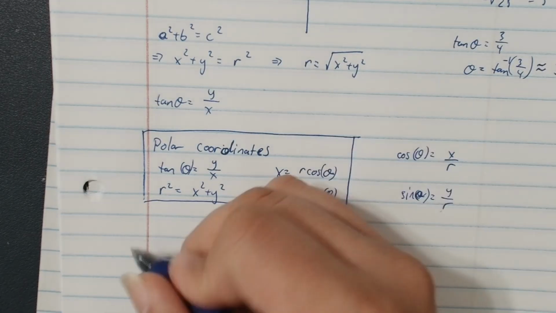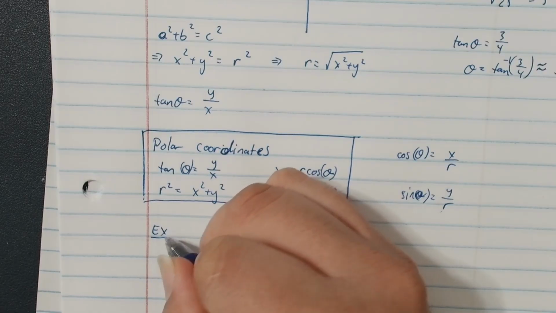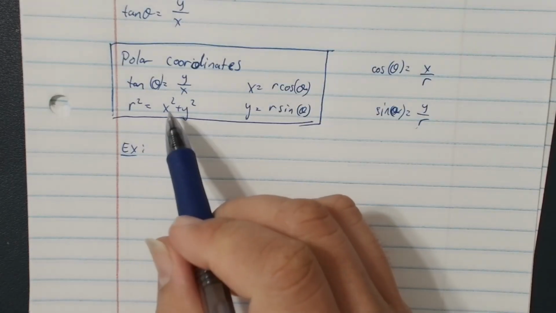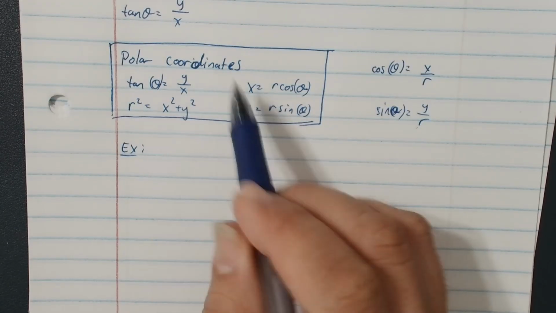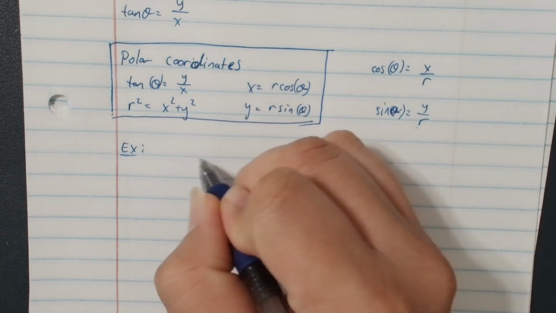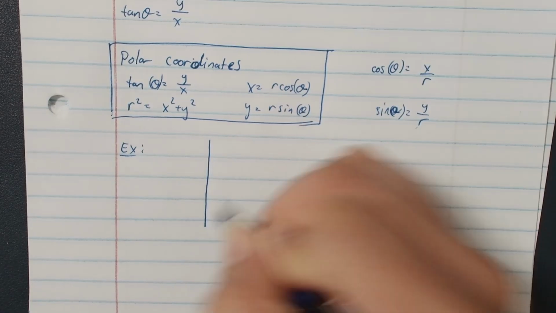All right, so let's see some examples here. Our first examples are going to serve some double duty here. They're going to show us how to use these equations here, but they're also going to show us visually how polar coordinates work. All right, so here we go.